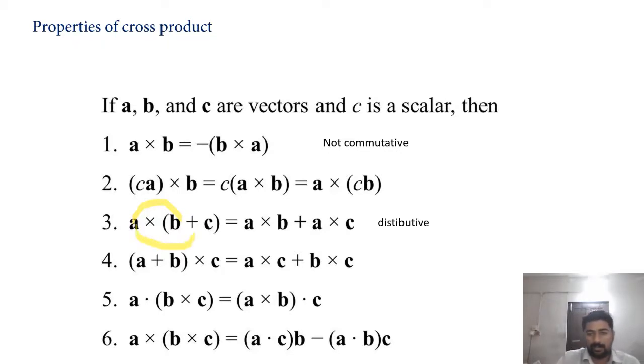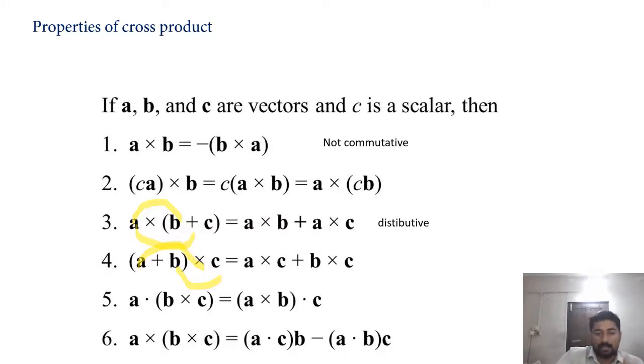Do you remember this? In the dot product you also have the distributive property. This property is called distributive. And the next one is A plus B cross C. This is rearranging the distributive property. You can do the same: A cross C plus B cross C.